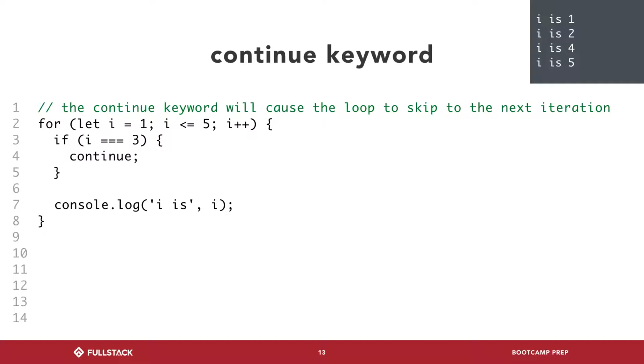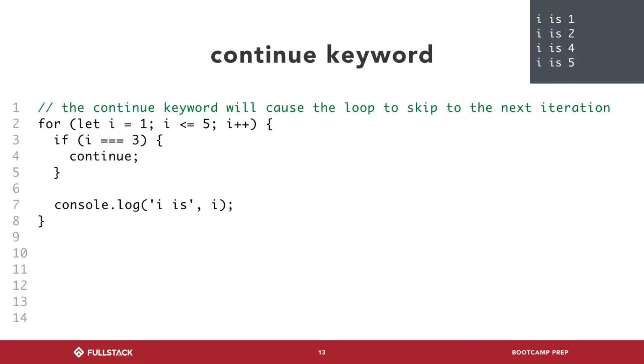In this case, what the continue keyword does is tell you, don't run any more code for the rest of this iteration, but still proceed on to the next iteration. Pretty clear, everyone?